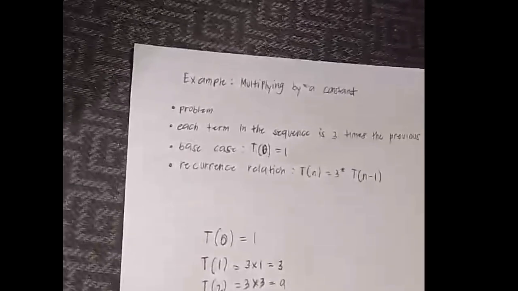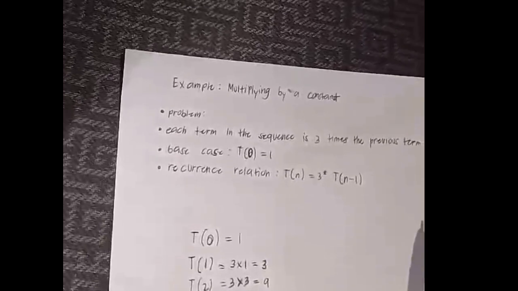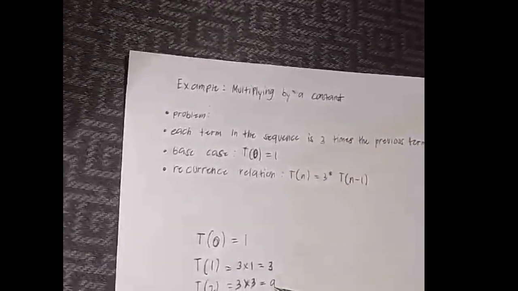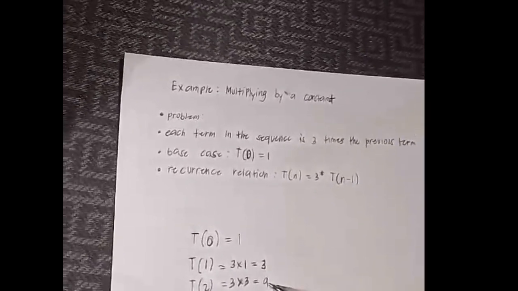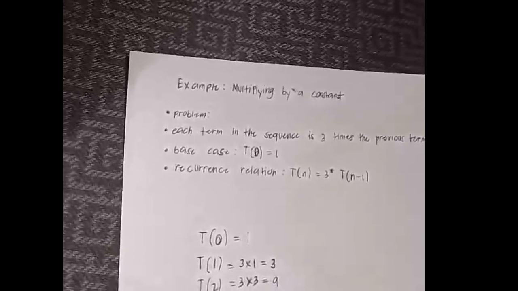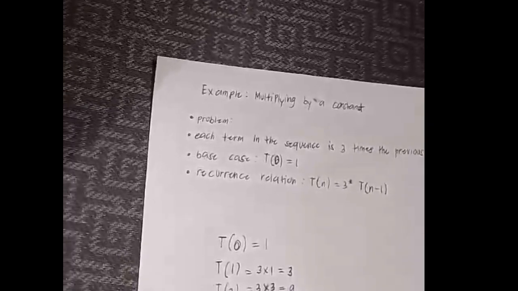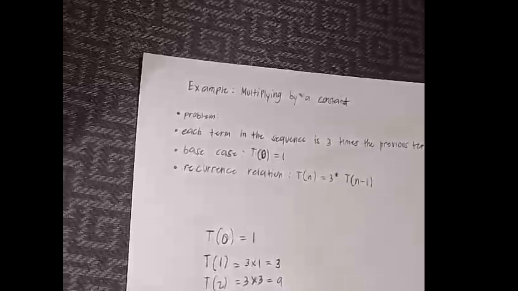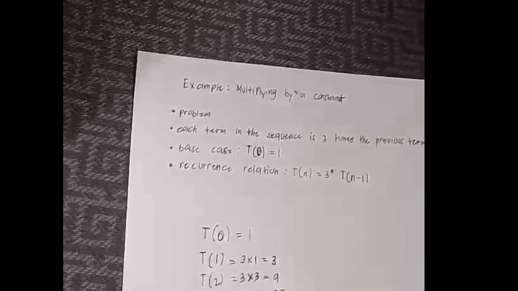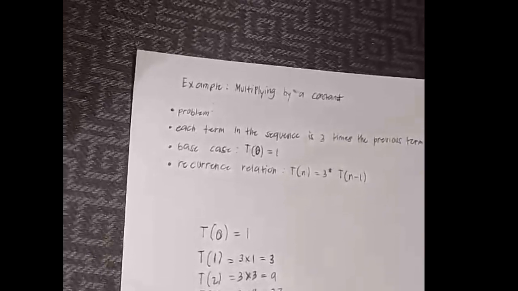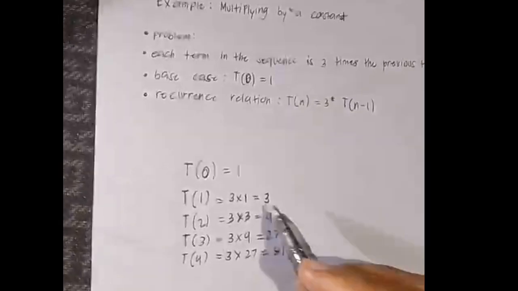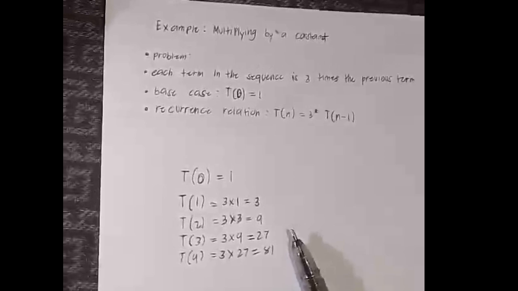This is a recursive pattern. We use the previous result to get the next. By using a constant multiplier and a base case, we can generate a full sequence step by step. So that is the example.